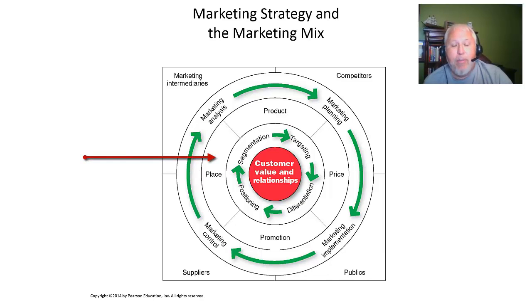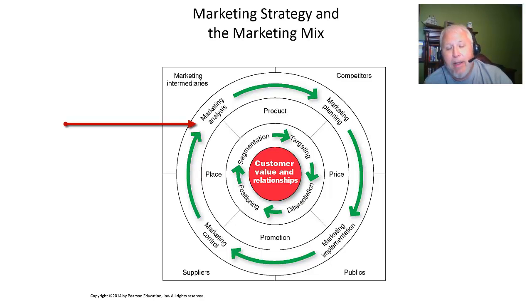The next ring out is the marketing mix. We'll talk about how that figures into the strategy process. The next ring out is how you implement the plan. You have a planning and control process, and it all takes place in the context of our environment, which includes intermediaries, our competitors, our suppliers, and the different publics that actually are involved with the making and distributing of our product. Because as I said, the value chain requires that each and every one of those play a role in delivering value to the customer.